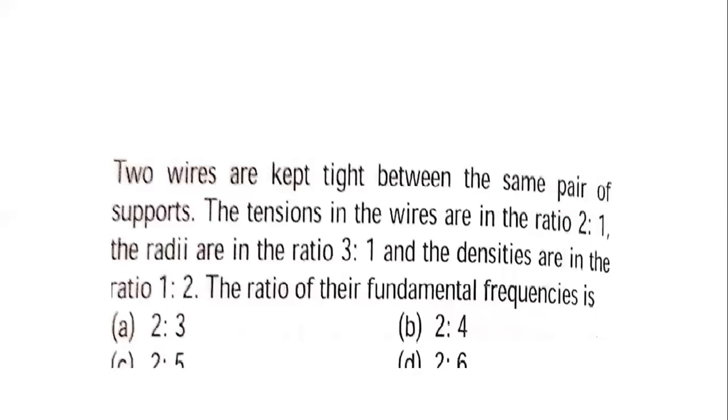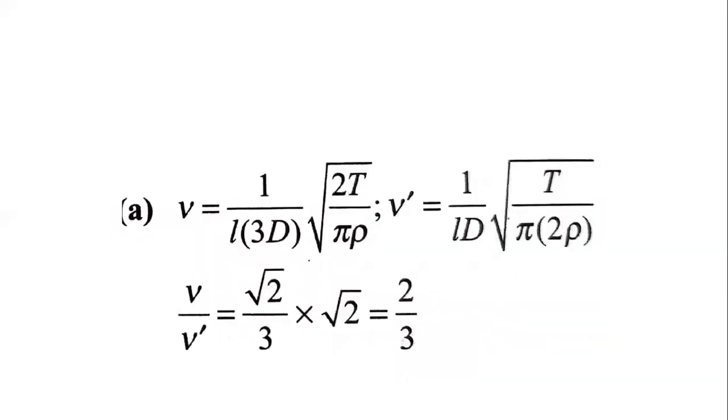Two wires are kept tight between a pair of supports. The tensions in the wires are in the ratio 2:1, the radii are in the ratio 3:1 and the densities are in the ratio 1:2. Find the ratio of their fundamental frequencies. Like the previous question we have solved, the formula is the same. Frequency is 1 divided by L D root of T by pi rho. But here the radius is 3 times and the tension is 2 times. Upon simplification, it is 1 by L D root of T by pi 2 rho.